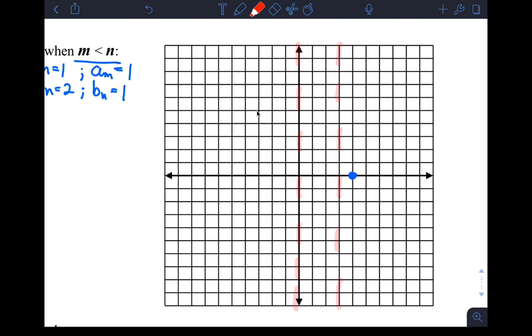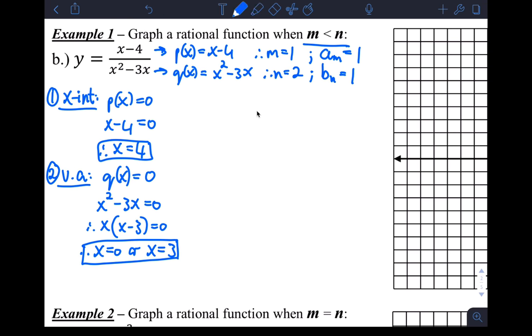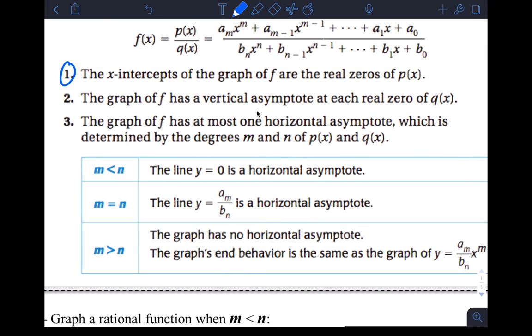Okay, there's my two vertical asymptotes. Then step 3 is find the horizontal asymptote, okay? Horizontal asymptote. And so for the horizontal asymptote, you have to go back to your little box that you should have had in your head. So we did step one, step two.